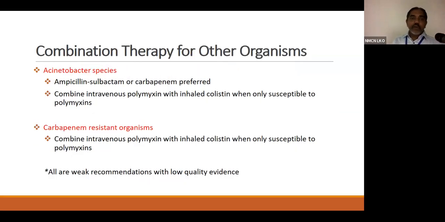Combination therapy for all other organisms such as Acinetobacter or carbapenem resistant organisms should be used with the help of the antibiotic susceptibility results. Ampicillin sulbactam or carbapenem is usually preferred. It could be combined with intravenous polymyxin. Intravenous polymyxin can be combined with inhaled colistin only when it is susceptible to polymyxins. Same is with carbapenem resistant organisms also.